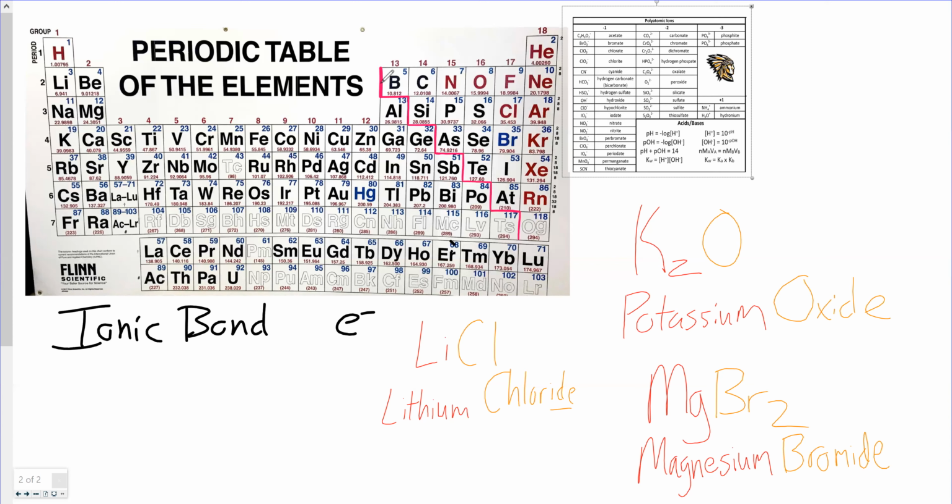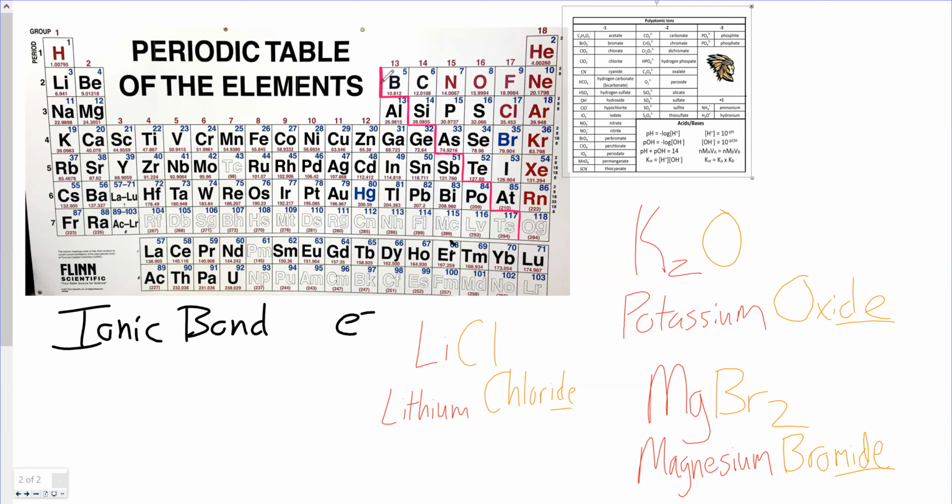All right, so it doesn't matter, listen, all these, it's just the first element, name the first element, name the second element, but then change the ending to IDE. It's that simple, okay? So the ending doesn't change depending on what part of the table it's on. It just changes to IDE. Say that one more time. So it doesn't matter where the element is on the table, it just changes to IDE regardless.